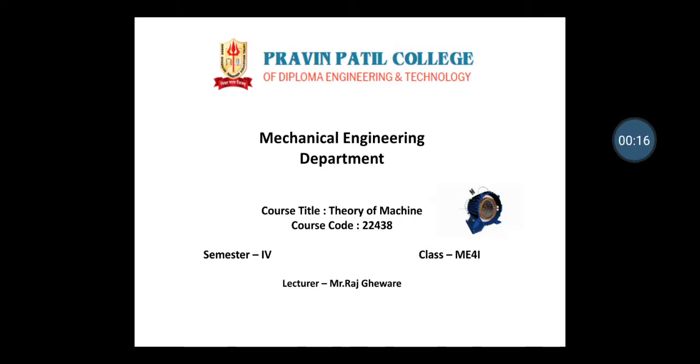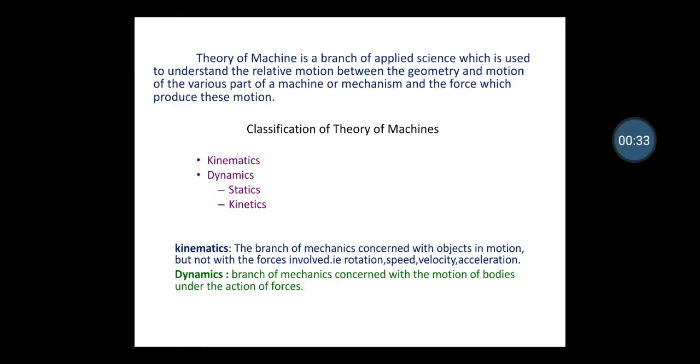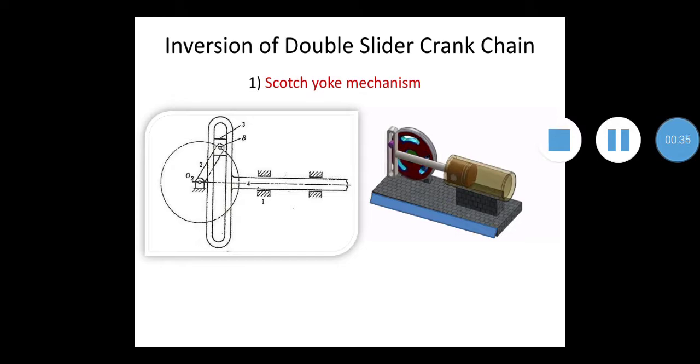We are looking at the subject Theory of Machines for the fourth semester. Now, we will be discussing the remaining topics of Chapter 1, Fundamentals and Types of Mechanism. In this, we will discuss inversions of the double sliding crank chain mechanism, the first one being the Scotch yoke mechanism. This mechanism is used for converting rotary motion into reciprocating motion.